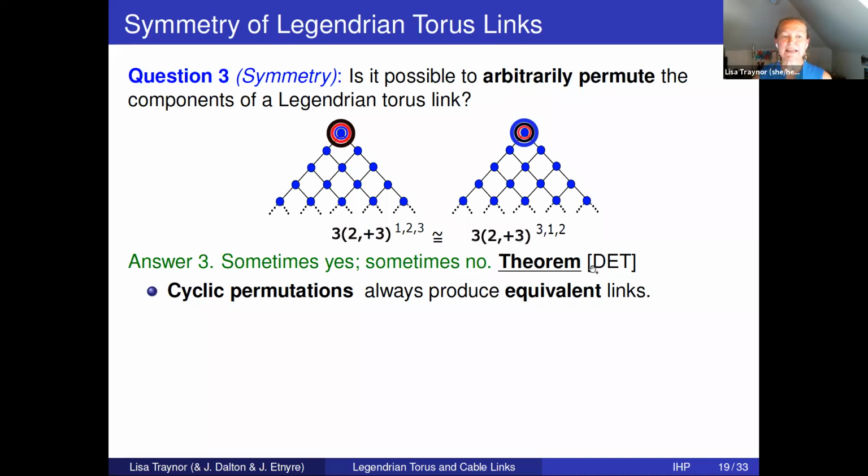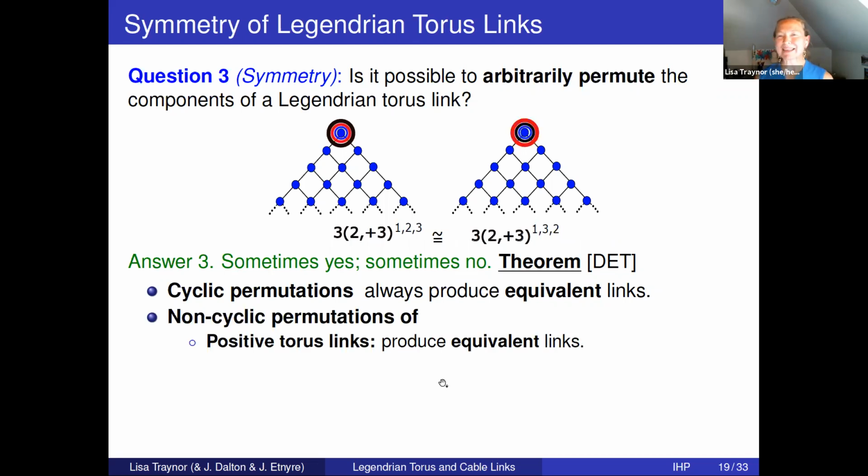Right. So cyclic, yeah. Basically we have the link, we move it around and we get back to that position. In general, cyclic permutations always produce equivalent links. So that's good. But the non-cyclic ones are interesting. If you're in the positive torus link, that will always produce equivalent links. So the positive torus links are very, very flexible. They're mimicking what's happening in the smooth world. You can do cyclic, you can do non-cyclic.